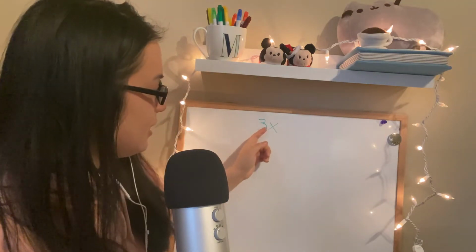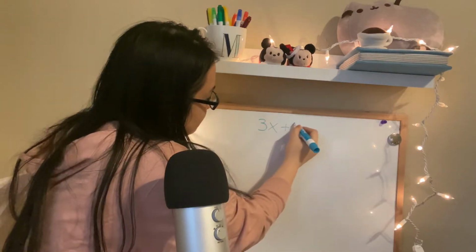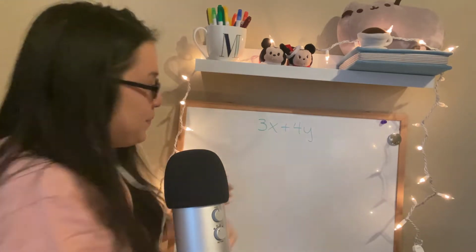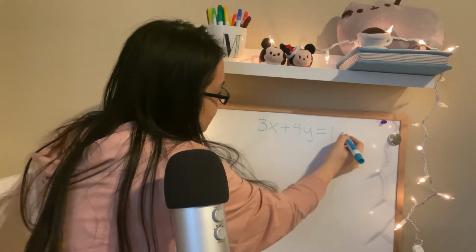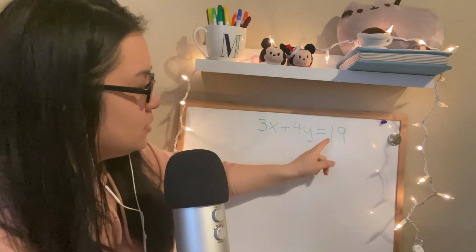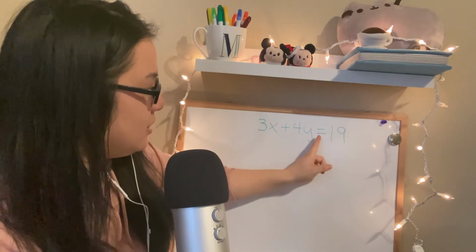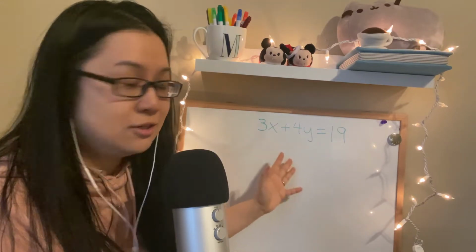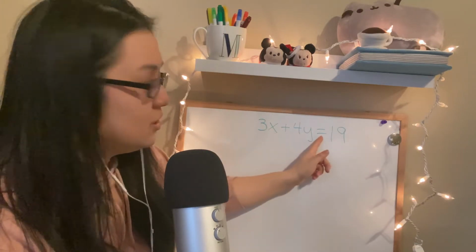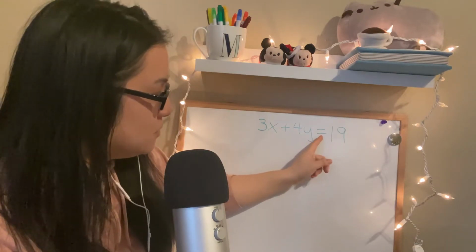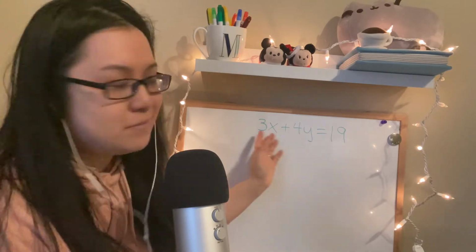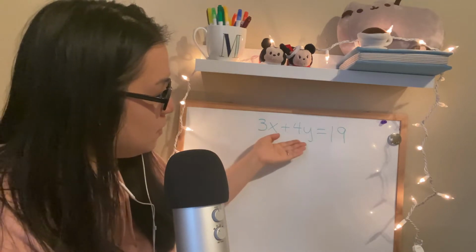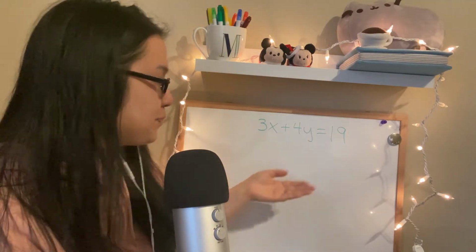3x plus 4y equals 19. This is an equation. An equation because there's an equal sign right there. So this is like a mathematical sentence, right? 3x plus 4y equals 19.